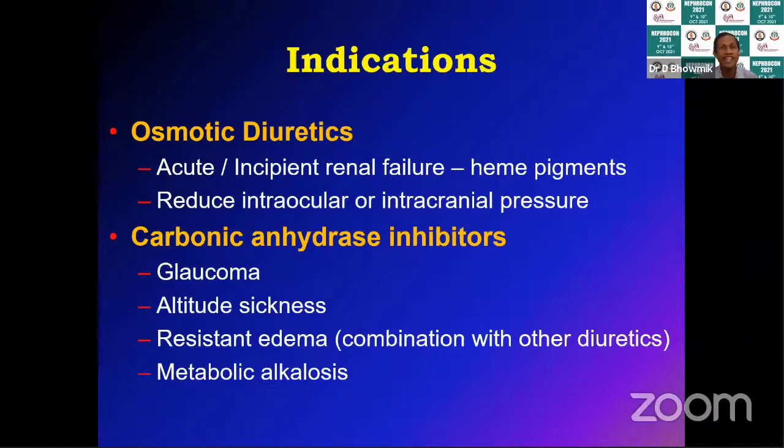So what are the various indications? It's nice to go through all of them. The osmotic diuretics are not much used as such, but they are used in certain cases, like in acute or incipient renal failure, especially due to heme pigments, in earthquakes, etc., to prevent AKI, and to reduce intraocular or intracranial pressure. The carbonic anhydrase inhibitors are used in glaucoma and altitude sickness. They are also used in resistant edema, which I'll talk about subsequently, and metabolic alkalosis.